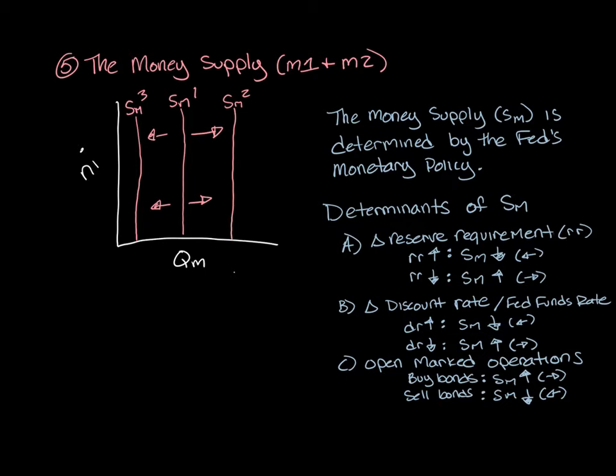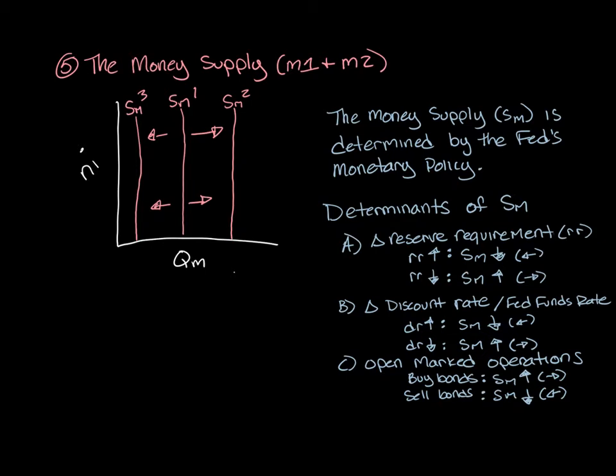Should the Fed decide to buy bonds on the open market, they'll enter the open market with cash, offer the banks cash now, and they'll get bonds in return for that cash. And so now the banks have fewer bonds on their balance sheet, but more cash in their excess reserves. This will lead to additional lending from the banks and increase the money supply through the money multiplier.